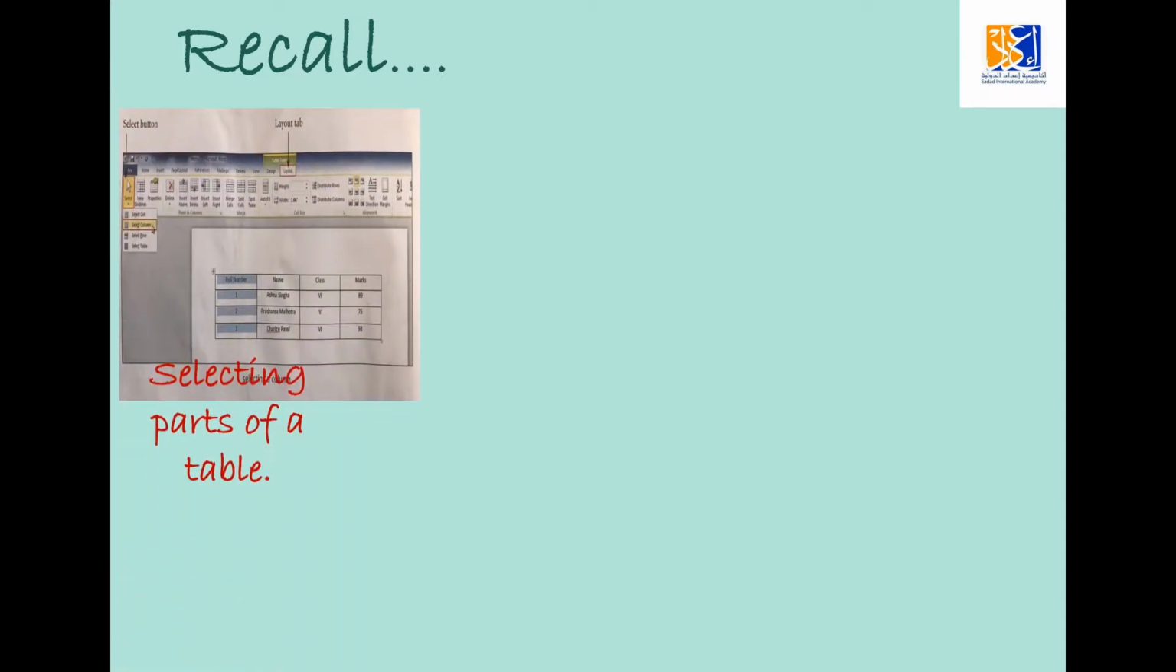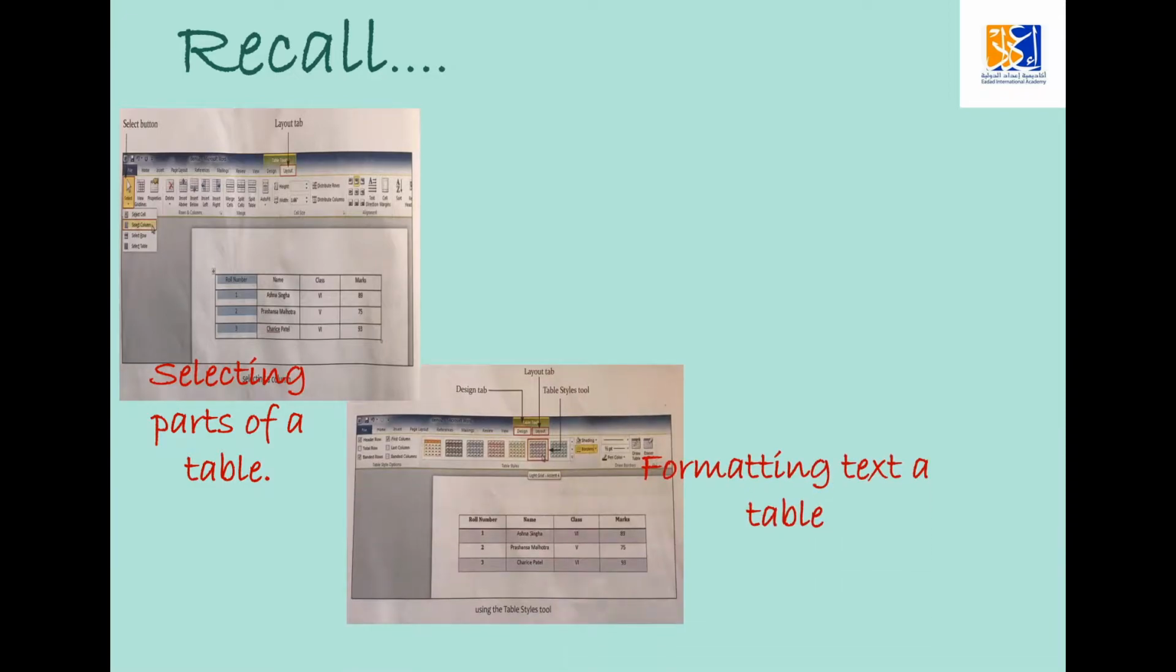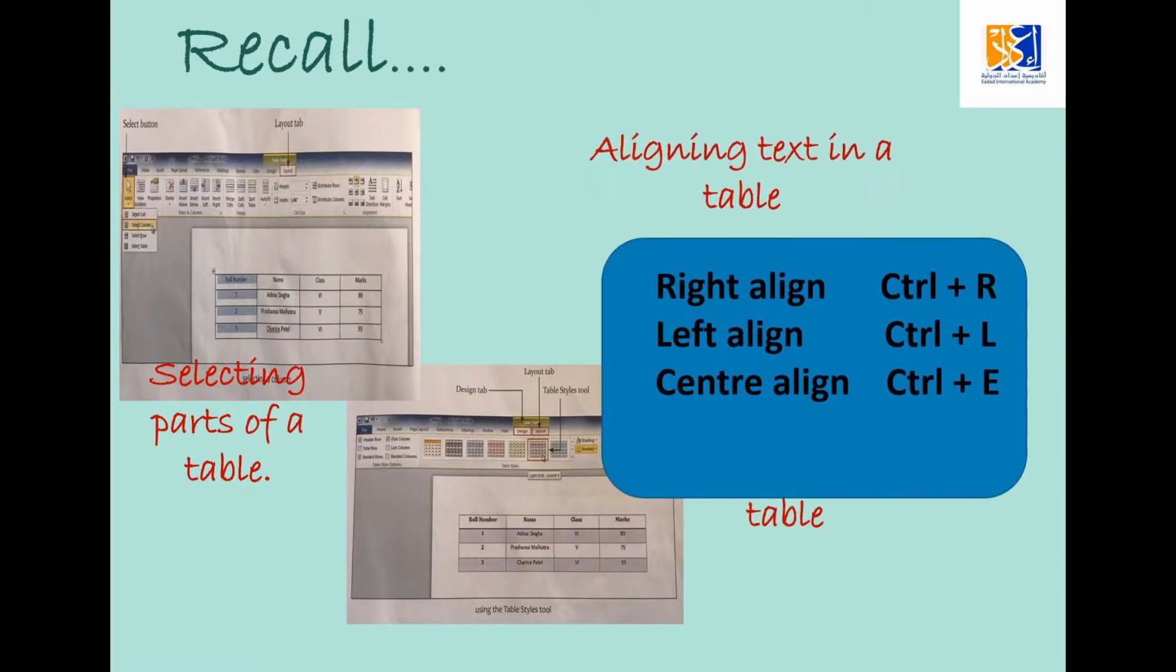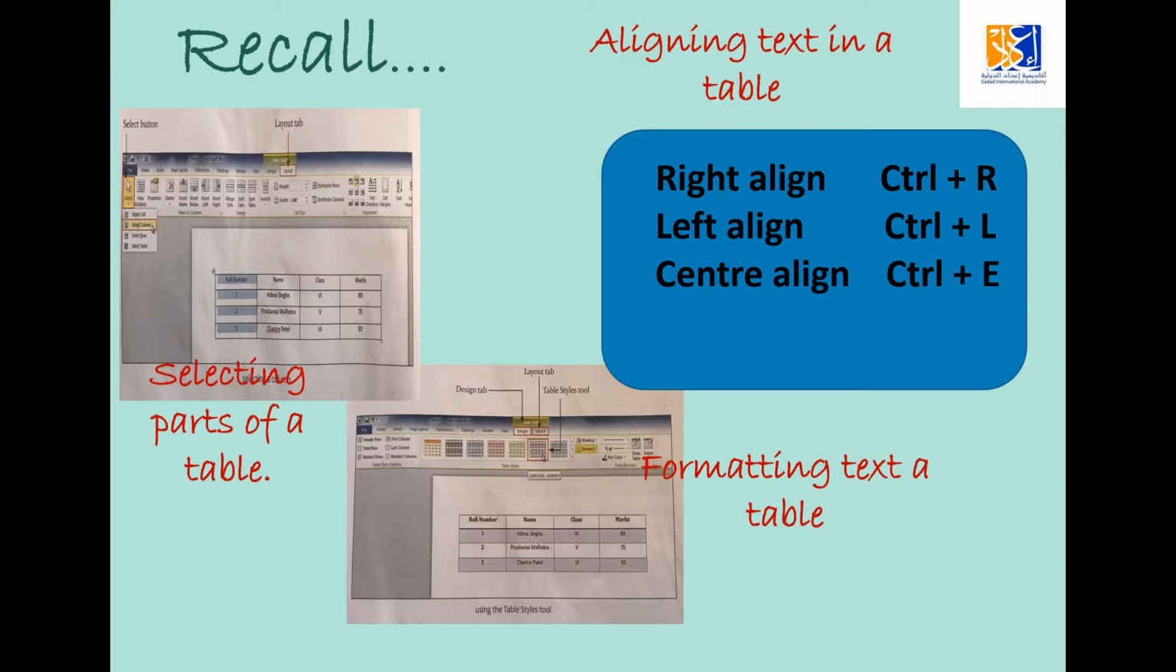Before we start our lesson, do you all remember what did we study in our last class? Yes, you are right. We studied about how to select parts of a table. We also studied to format text in a table, and we also studied to align our text in a table. Right alignment, left alignment and center alignment. Yes? Okay, so today we are going to continue furthermore working with tables in Microsoft Word.